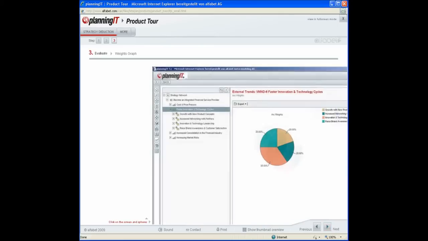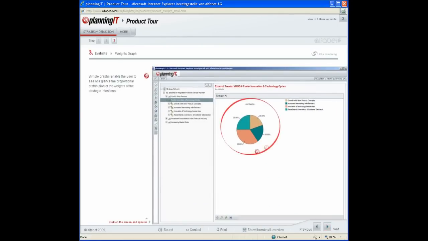The weights graph. Simple graphs enable the user to see at a glance the proportional distribution of the weights of the strategic intentions.